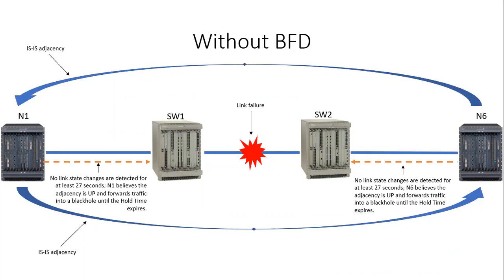So let's assume that we have an adjacency between N1 and N6 that's formed and working just fine, and assume there's a link failure somewhere beyond either of the service routers' directly connected links. So in our case, this link failure occurs in between the switches.